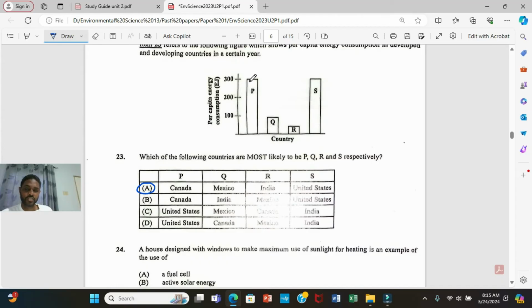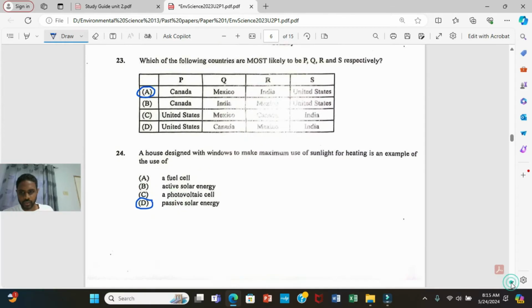So they will have more factories, more distillation plants. All right, they will make use of the fossil fuel. So countries like Canada and the US, these countries that are more developed, with more industry, more businesses, will more likely use more energy. 24. A house designed with windows to make maximum use of sunlight for heating is an example of the use of. All right, that would be passive solar energy, guys.